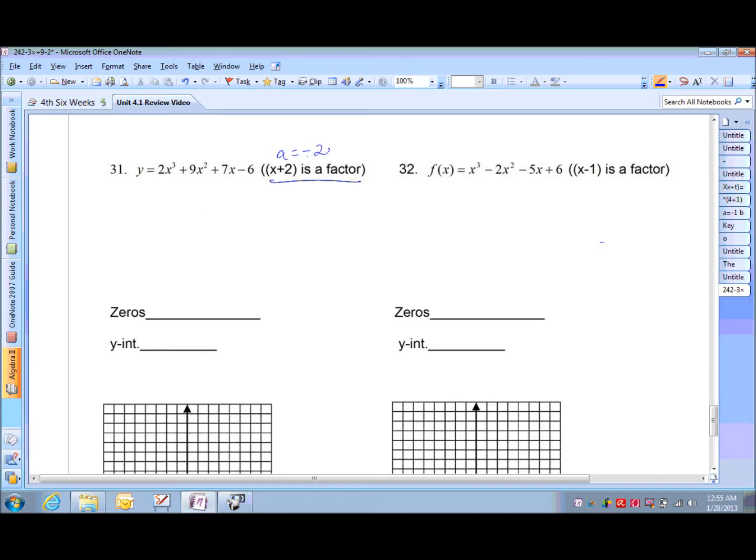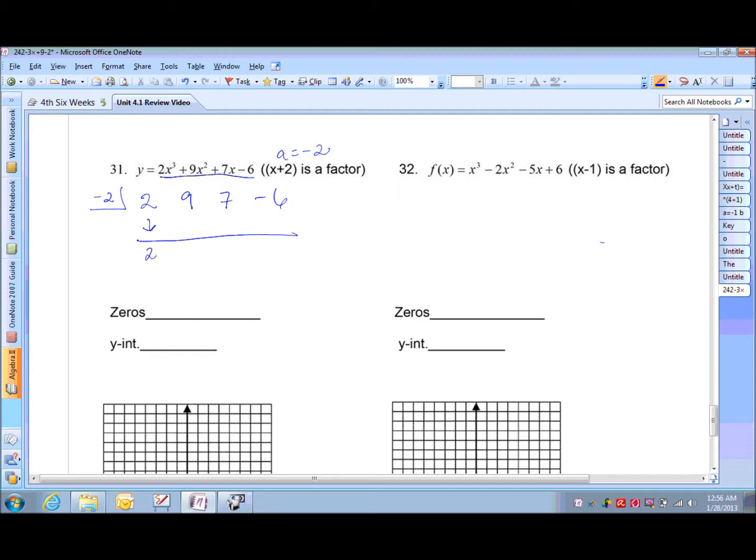Remember, it's the opposite of the inside. So we put negative 2 up here in the left-hand corner. Make sure that our polynomial is in standard form, which it is, with no terms with a coefficient of 0. So we write out our coefficients 2, 9, 7, and negative 6.